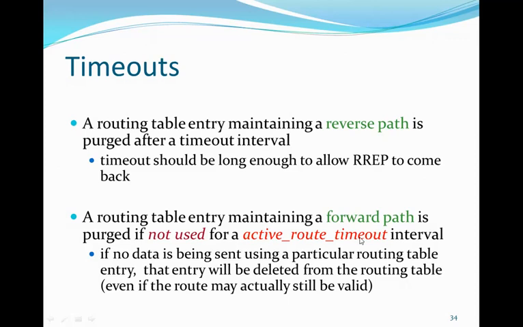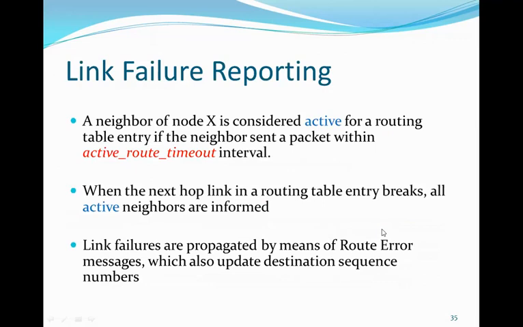And that is also necessary to keep the routing table updated, as well as to add more fresh routes toward the destination node. There is another important point, that is the link failure. Sometimes there may be the possibility of a link failure or a node failure inside the route toward the destination. Therefore, a neighbor of node X is considered active for a routing table entry if the neighbor sent a packet within the active route timeout interval.